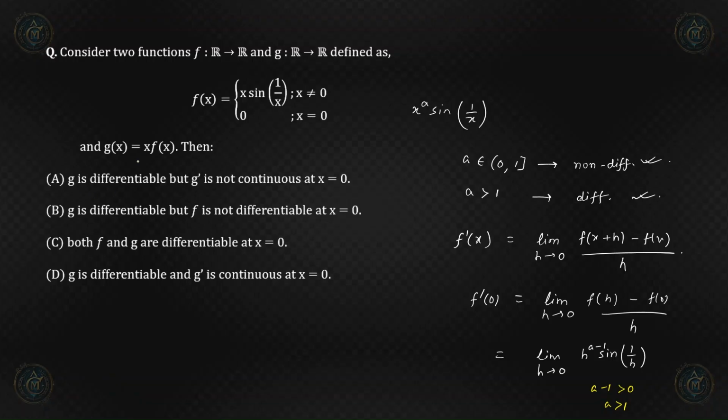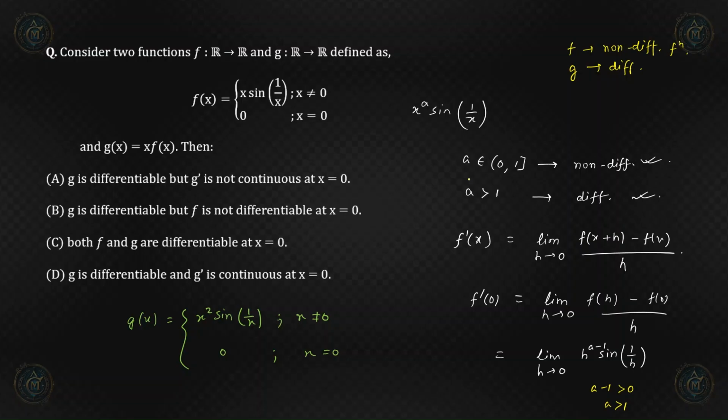G is differentiable. Okay, so G is what? G(x) is x times f(x). So G(x) we can say is this function: x square sine of 1 by x if x is non-zero, and it is 0 if x is equal to 0. So clearly G is differentiable, right? So we have G as a differentiable function, but f as a non-differentiable function.